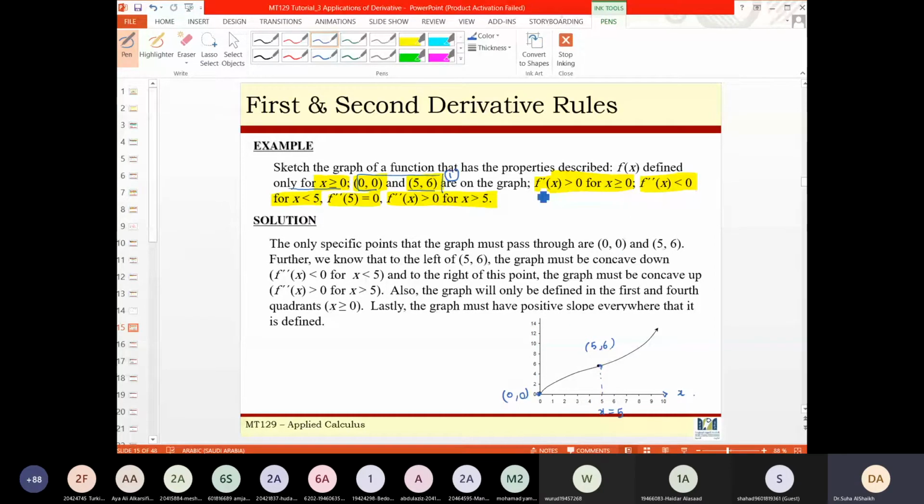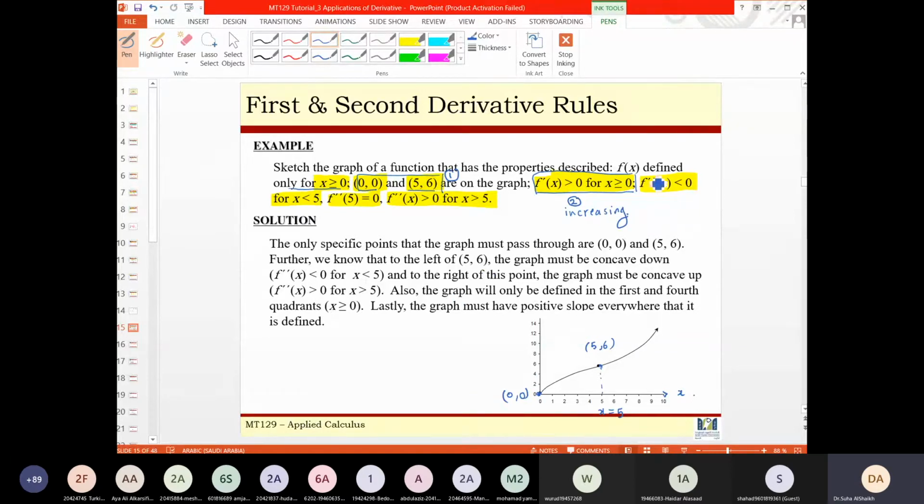Information number 3, they said the f dash is positive for all x greater than or equal to 0, meaning for all the domain. What does this mean? What does it mean that f dash is positive for x greater than 0? It means the function is always increasing.